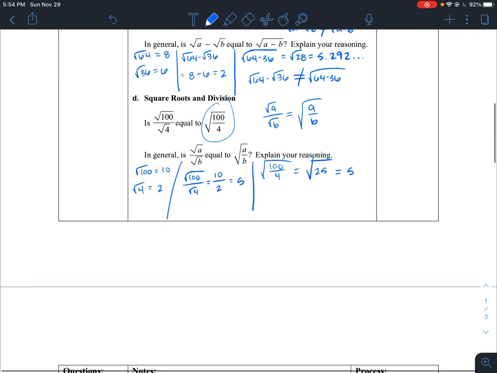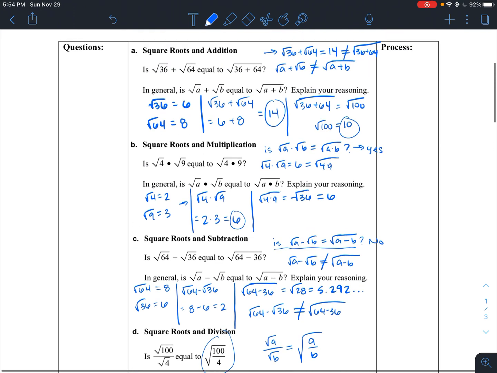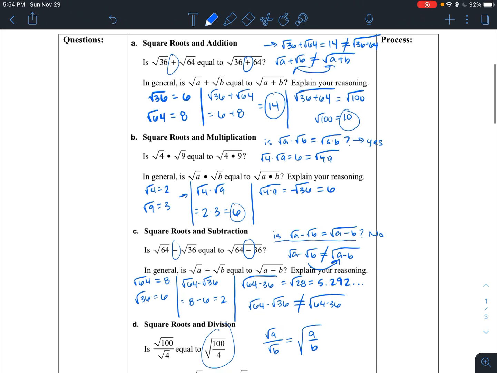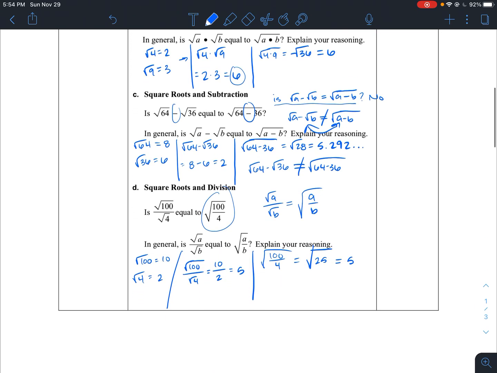So what does this tell us? How can we generalize this? Anytime you have a plus or minus, you can't assume that these will be equal to each other. In fact, we just proved that they are not the same. However, what we can assume, using examples, is that the square root of a times the square root of b is the same thing as the square root of a times b, and the same thing here. The square root of a divided by the square root of b is equivalent to the square root of a divided by b.